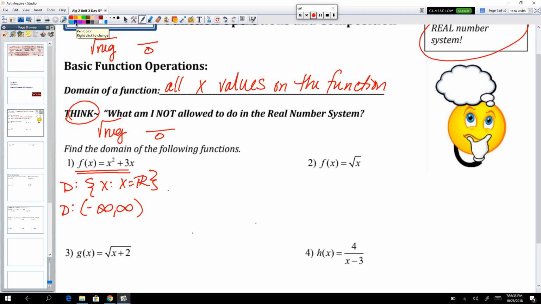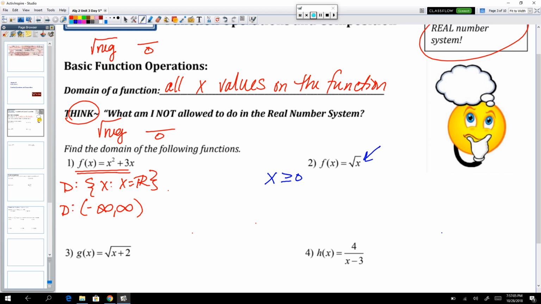Question number 2, however, there is a possible square root of a negative. There are values of x for which you will have the square root of a negative number. If x was negative 1, we would have the square root of a negative number. If x was negative 347, that value of x will cause a no-no. It causes the square root of a negative. So we need to account for that. We need to say that x must be greater than or equal to 0.